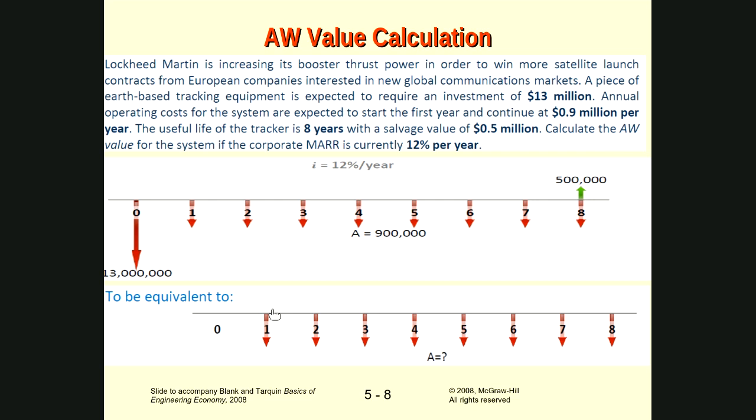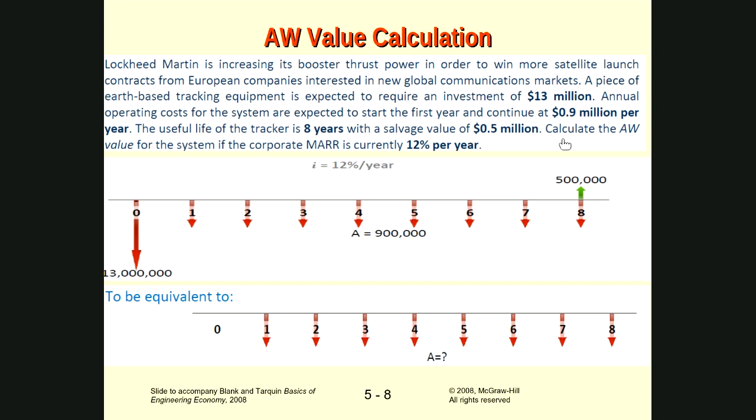So if we just go to the first number, when it says requires an investment of 13 million, that means initial cost investment, what you pay at the beginning. So 13 million. Annual operating cost for the system expected to start the first year and continue. So the annual operating cost begins in year 1 and continues at 0.9 million per year. Okay. The useful life of that tracker is 8 years with a salvage of 0.5 million.